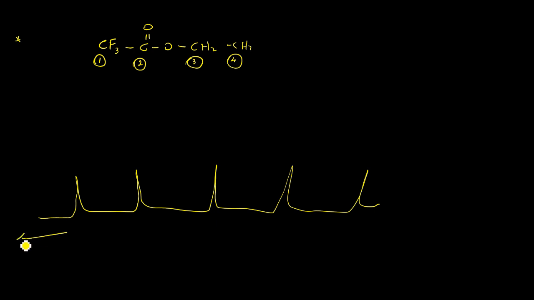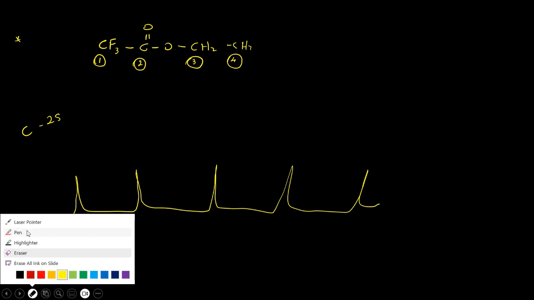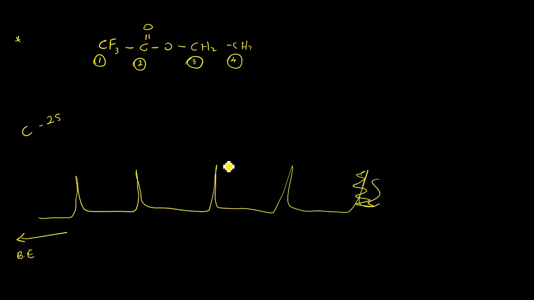So binding energy is increasing in this direction. Let's assume that there are only carbon 1s electrons, right? So there are no other peaks, only carbon peaks are there. Sorry, I will erase one. So one peak is not there. Only 4 peaks are there, right? So I want you to analyze this situation and assign the numbers for each of these peaks.